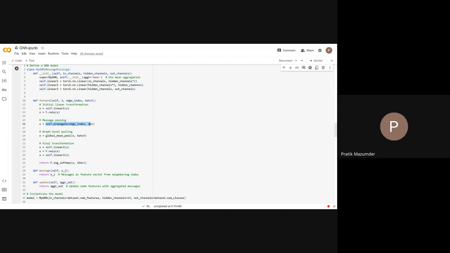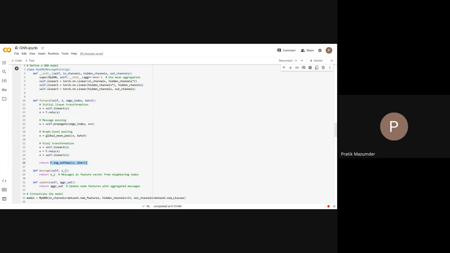You propagate these values so that the other nodes in that layer can also use this information, and you do a mean operation or global mean pooling on top of it. Then, once you have your aggregated information, you again pass it through, in this case, 2 linear layers. You can also maybe do it with 1. Okay. And finally you apply a log softmax on top of it.